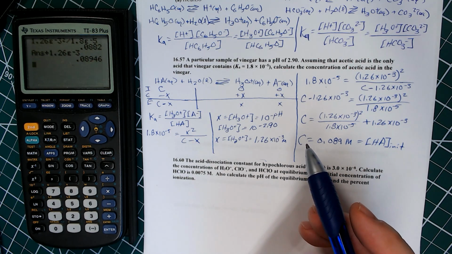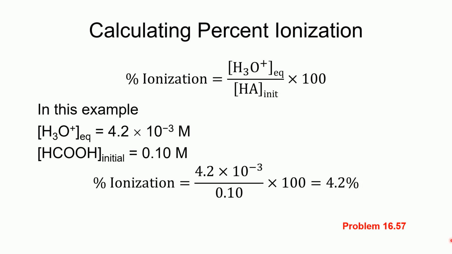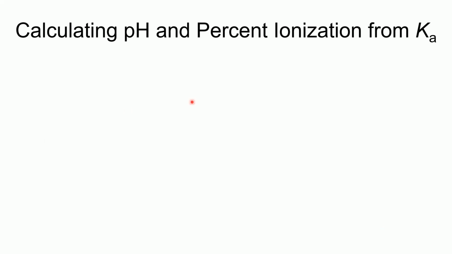So now we're going to go back and look at the lecture, and we're going to do another type of calculation. And this type of calculation is the one that you're going to need to spend a little bit of extra time practicing. Sometimes people find it challenging, but once you get the hang of it, you're going to get good at it. So calculating pH and percent ionization when you know Ka.